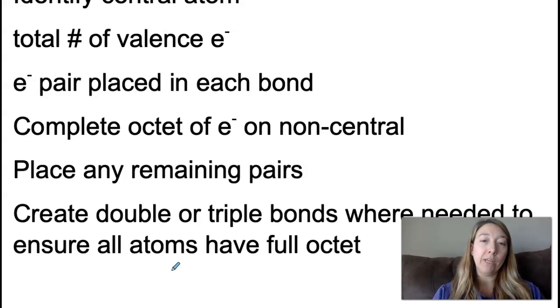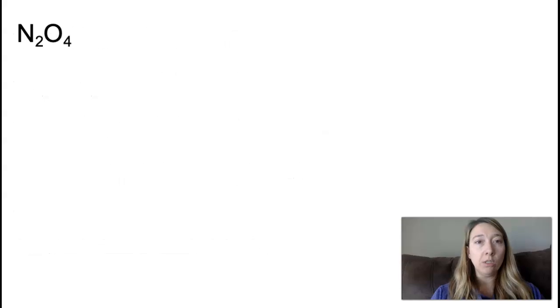If they already have full valence shells, you're not going to have to move valence electrons to create doubles or triples. But if they don't have full valence and you don't have any more dots left to draw, you're going to have to move electrons because you always have to have a full valence shell on all of your atoms, okay? So what is this going to look like?